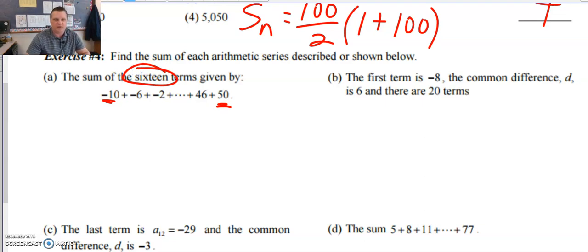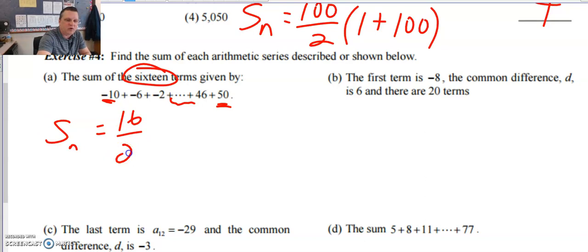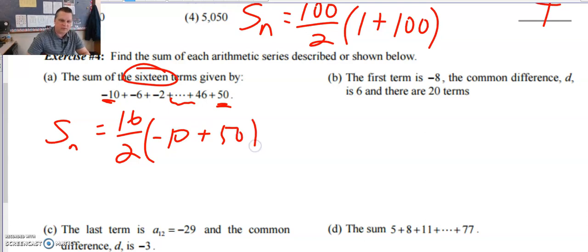If it didn't, you would have to figure out what it is going up by or down by, and then find out how many terms are missing between the -2 and the 46. So luckily they gave us the 16. So S of n is 16 over 2, and then you have -10, which is the first term, plus 50, which is the last term, so that gives you 40, and you multiply it by the 8, and you get 320.